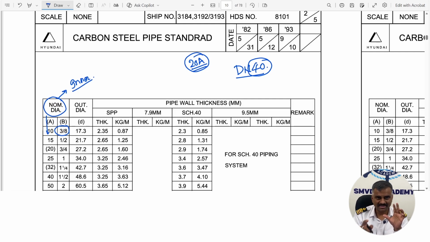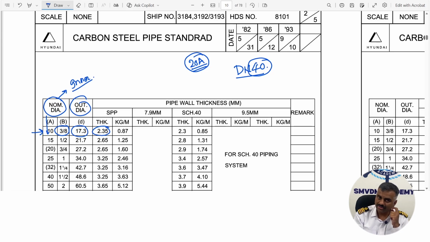But why do you use a nominal dia? If you are going to measure anywhere in the pipe, you are not going to find any nominal dia. So nominal dia does not exist in reality. It is a theoretical data. And why do you use a nominal dia? Because your outer dia can be something like this, 17.3. You can see this is the outer dia for the same pipe. 10 nominal dia, outer dia is 17.3, and thickness for the same pipe is 2.35.